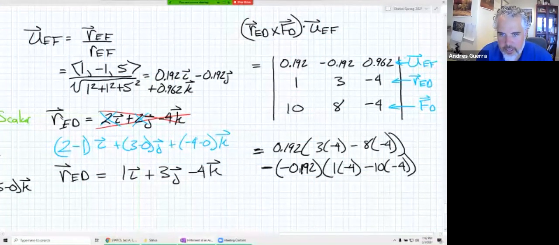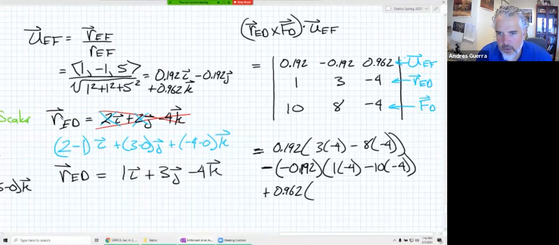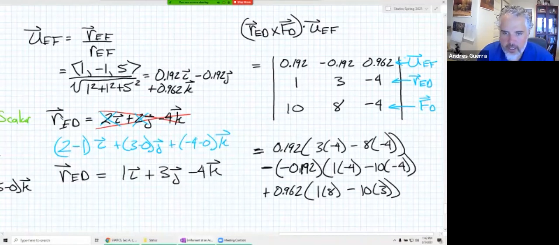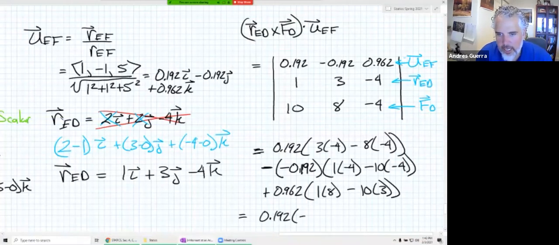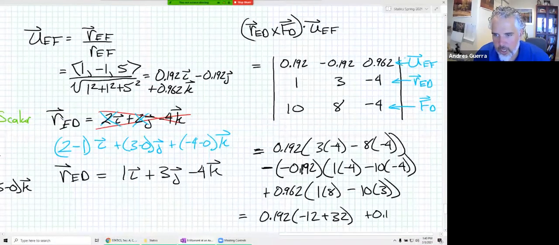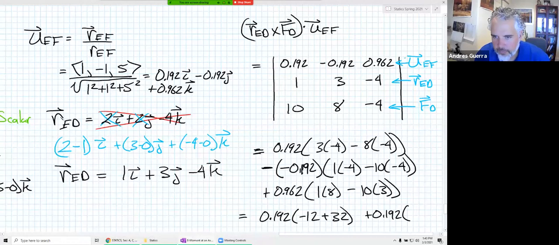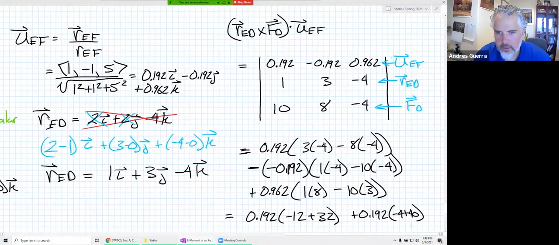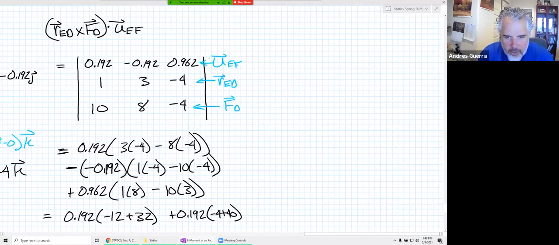And then our last one is a K. We add that, we don't have the extra negative on the K, 0.962 times a 1 times 8 minus a 10 times 3. And so we're going to end up with 0.192 times a -12 plus a 32. We're going to end up with a plus 0.192 times a -4 plus 40. And then our last one here is going to be a plus 0.962 times an 8 minus 30.